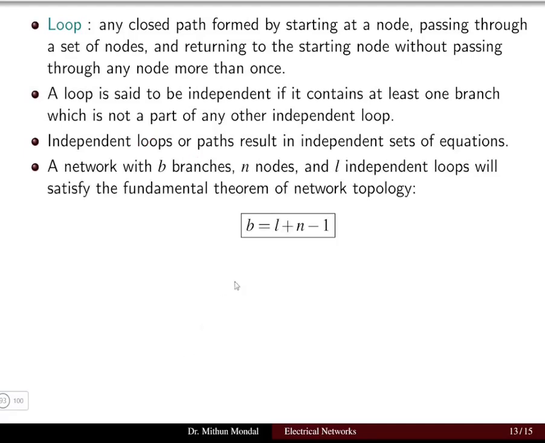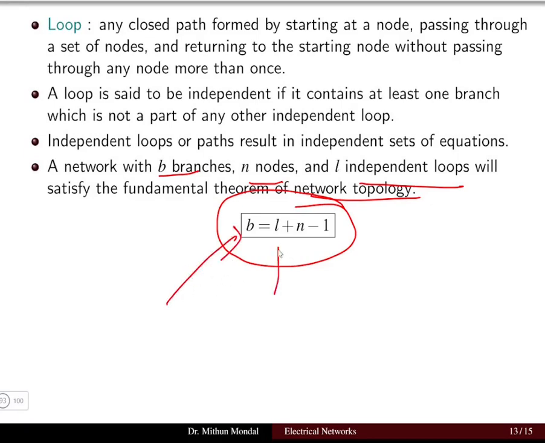So in general, for a network topology where we have B branches, N nodes and L independent loops, these are related to each other using an equation: B, the number of branches, is equal to the number of loops plus the number of nodes minus 1. This fundamental theorem will be useful to determine the number of branches having known the number of loops and the number of nodes.